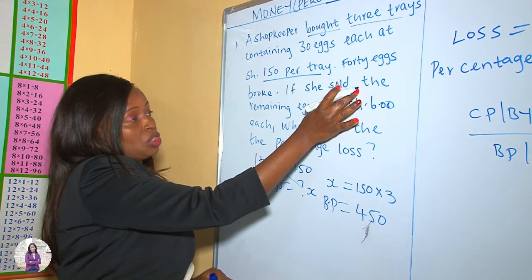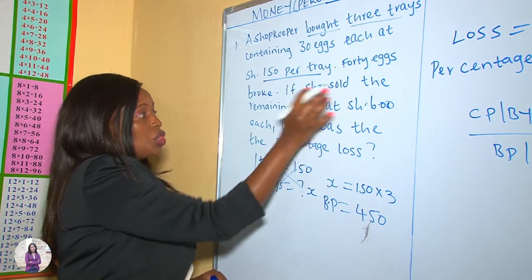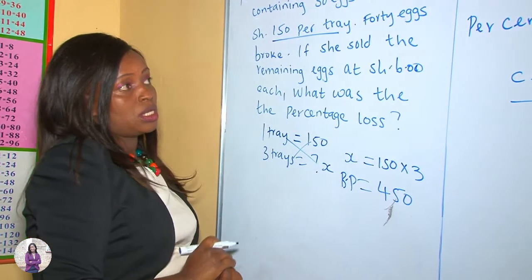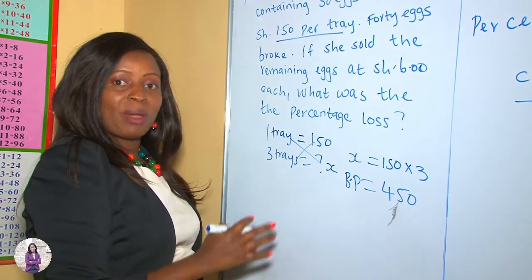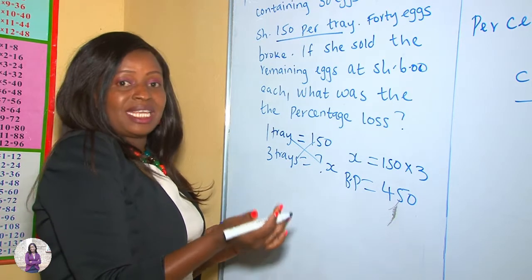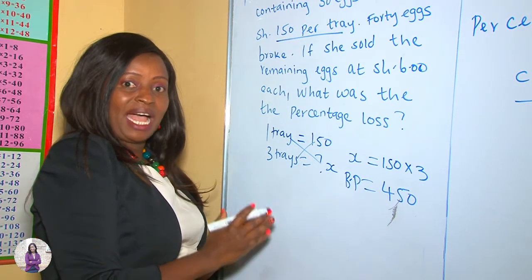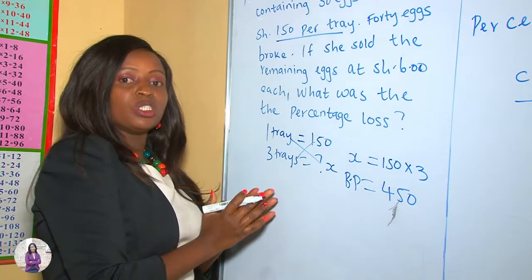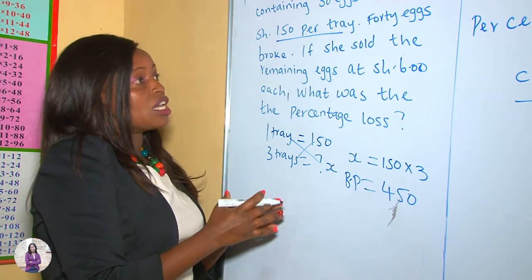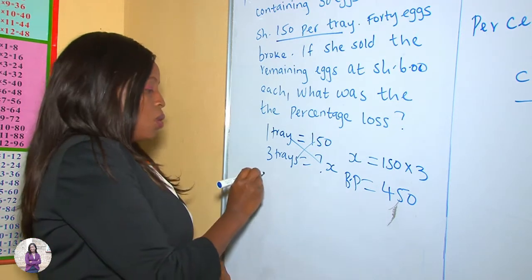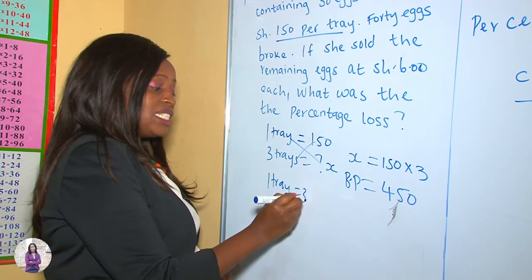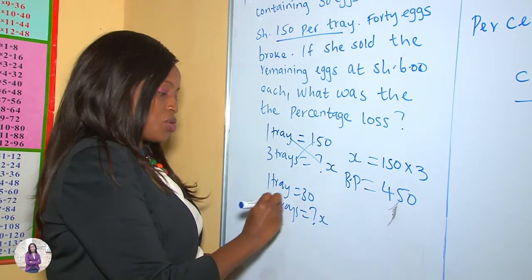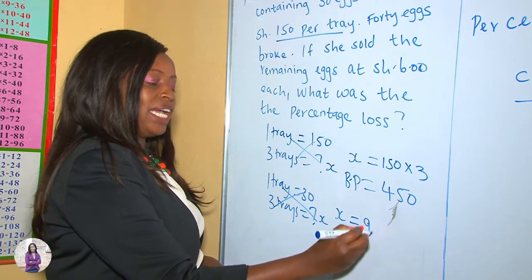As we proceed with the question, I've been told that 40 eggs broke. If she sold the remaining eggs at 6 shillings each, what was the percentage loss? So we now need to know how many eggs there were, because when he went to sell, he never sold per tray, he sold per egg. And we have been told that a tray had 30 eggs. So we want to know how many eggs in total he had. Therefore, 1 tray contains 30 eggs and he bought 3 trays, which will be how many eggs in total? We cross multiply and our x is equal to 90 eggs.